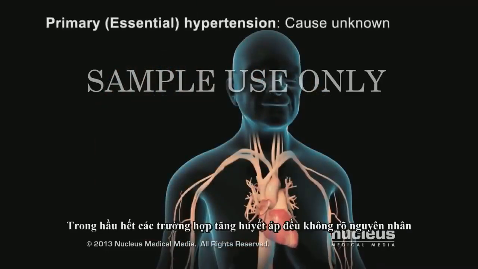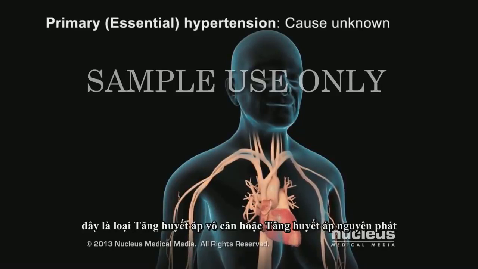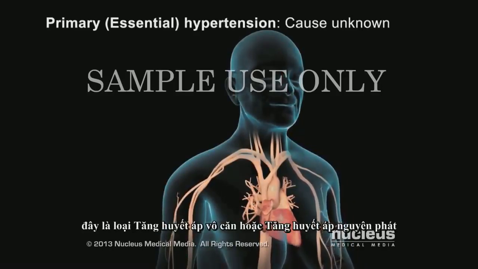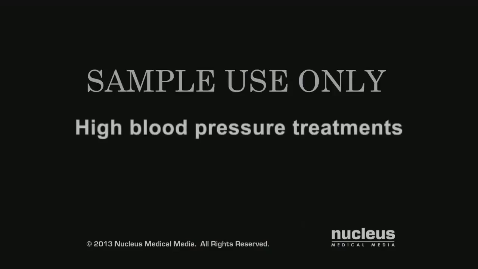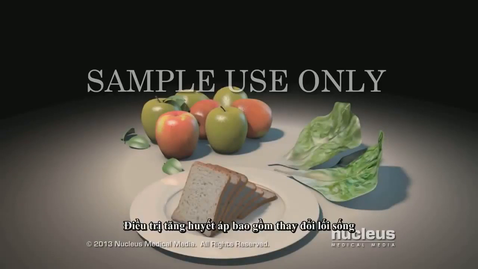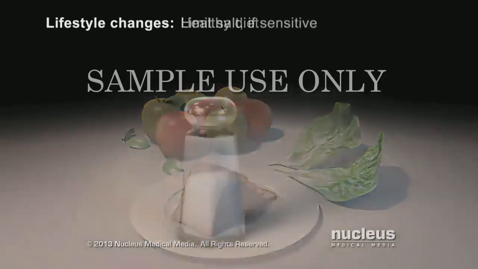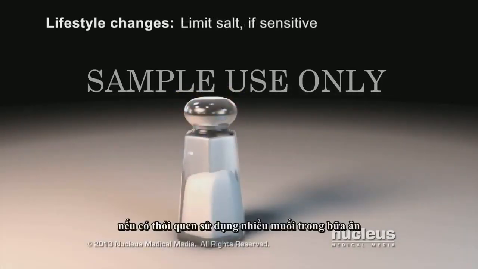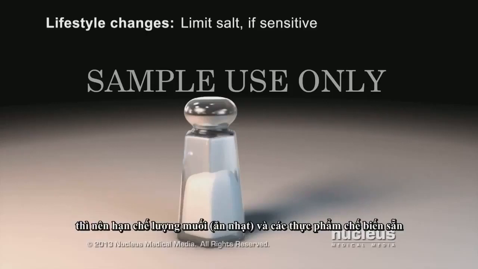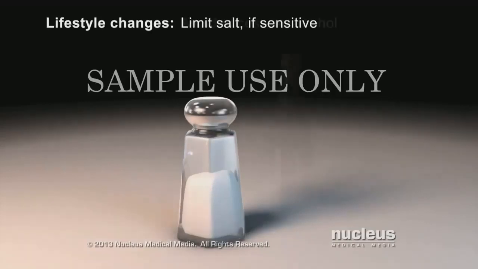In most cases, the cause of high blood pressure, or hypertension, is unknown. This type of high blood pressure is called primary or essential hypertension. Treatment for essential hypertension includes lifestyle changes, such as eating a healthy diet. If you are sensitive to the sodium in salt, your doctor may recommend limiting your intake of salt and highly processed foods. Sodium may cause your body to retain water, which increases both your blood volume and your blood pressure.